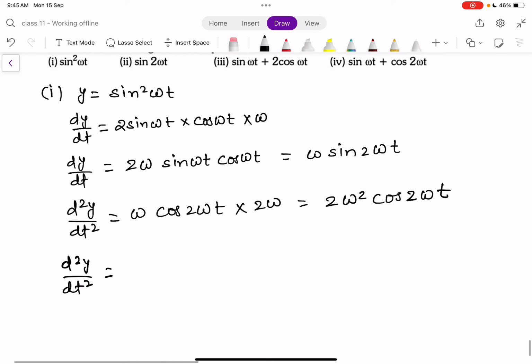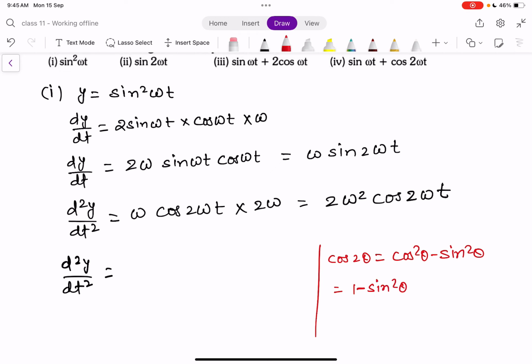Cos of 2 theta is cos square theta minus sin square theta. Let's see a trigonometric identity. Cos of 2 theta is cos square theta minus sin square theta. Now we can use sin square theta plus cos square theta equal to 1. So cos square theta can be written as 1 minus sin square theta, and minus sin square theta, that is 1 minus 2 sin square theta.